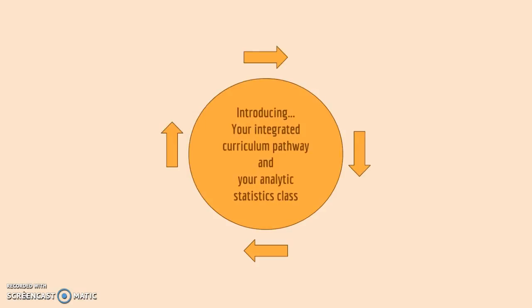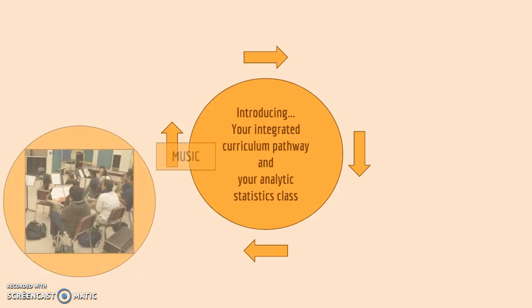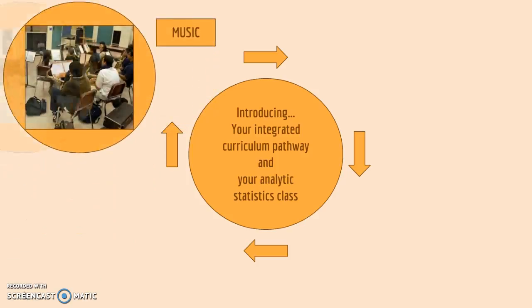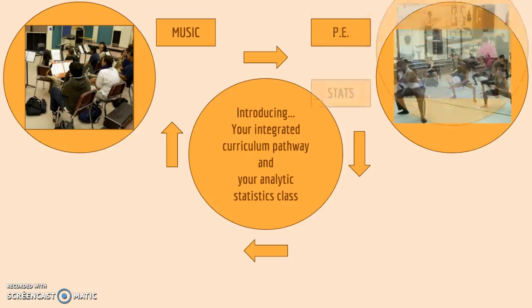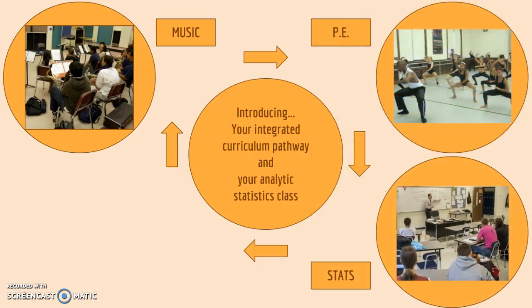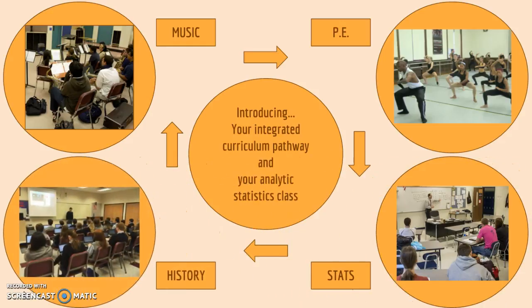So now, as I stated earlier, your integrated curriculum pathway consists of 4 classes: music, or band, the PE dance class, this analytic statistics class, and 21st century world history.